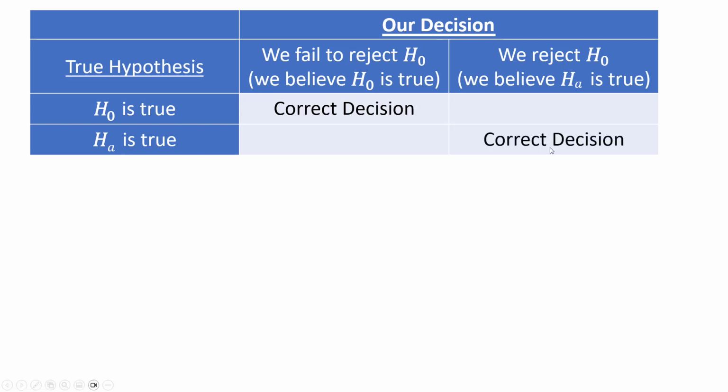We could also have another correct decision, which would be over here. The alternative is true, and we reject the null in favor of the alternative. So this would be like saying, oh, the person actually is guilty of the crime, and we have convicted them, and that would be the correct decision as well.